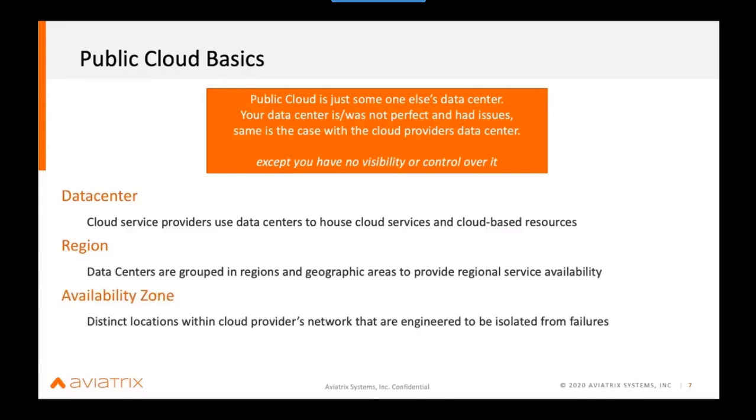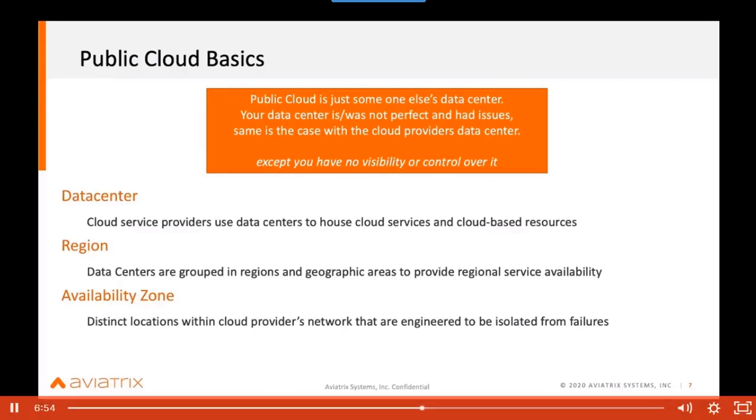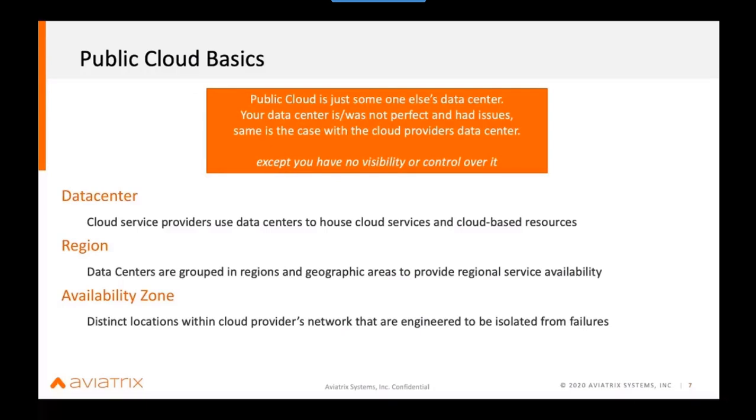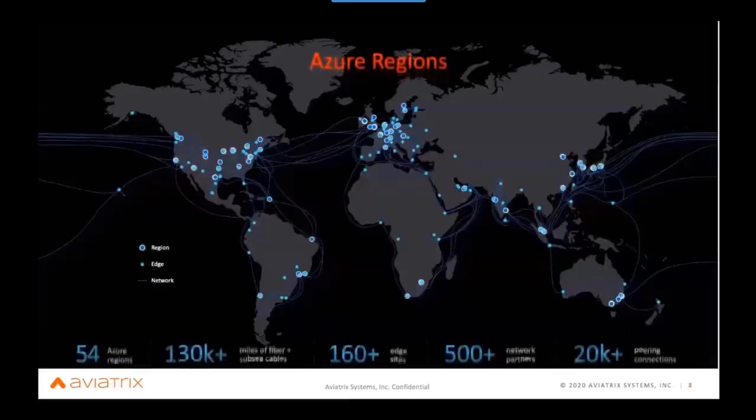Then you have the concept of availability zone. So within a region, it's usually not going to be one single physical facility. A region is usually made up of different facilities, which are referred to as availability zones. So you may have availability zone 1, availability zone 2, availability zone 3 within the same region. These availability zones are essentially connected with very fast, high-speed connections.